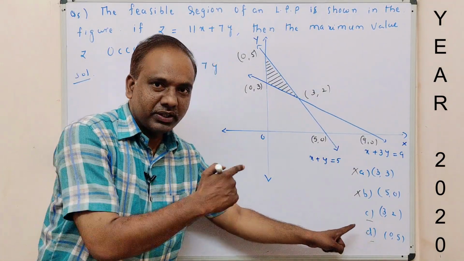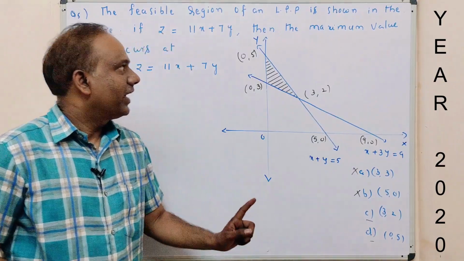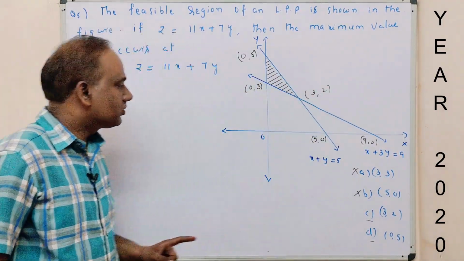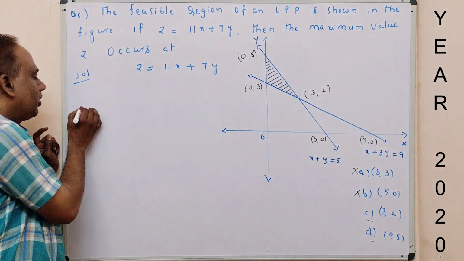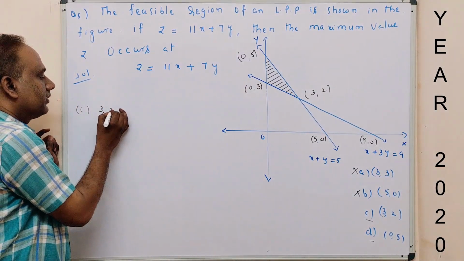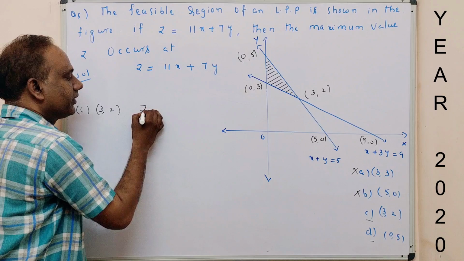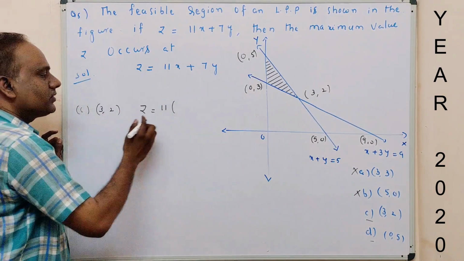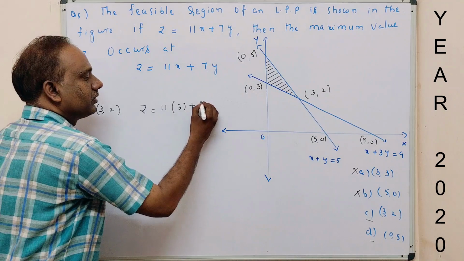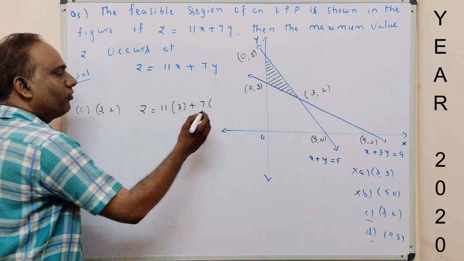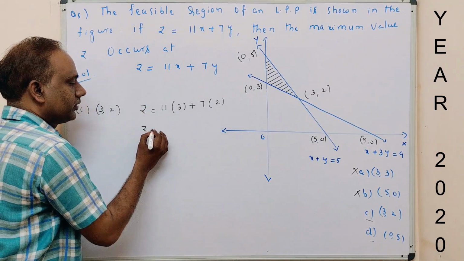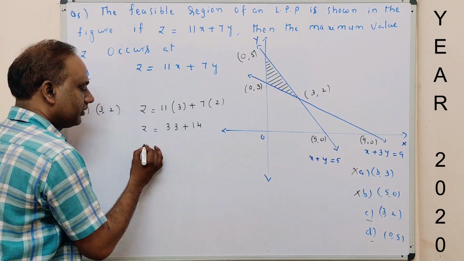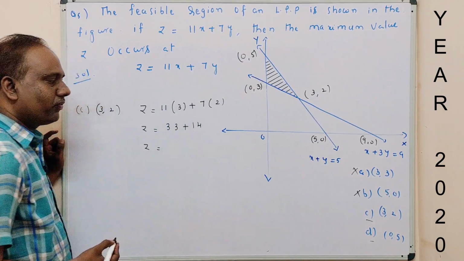In these two, one option is actually correct. Here we can get the maximum value of Z. So first, suppose option C is 3 comma 2. We can substitute here. Z is equal to 11 into, in the place of x you substitute 3, 7 into, in the place of y you substitute 2. Z is equal to 11 times 3 is 33 plus 7 times 2 is 14. So 33 plus 14 is 47.